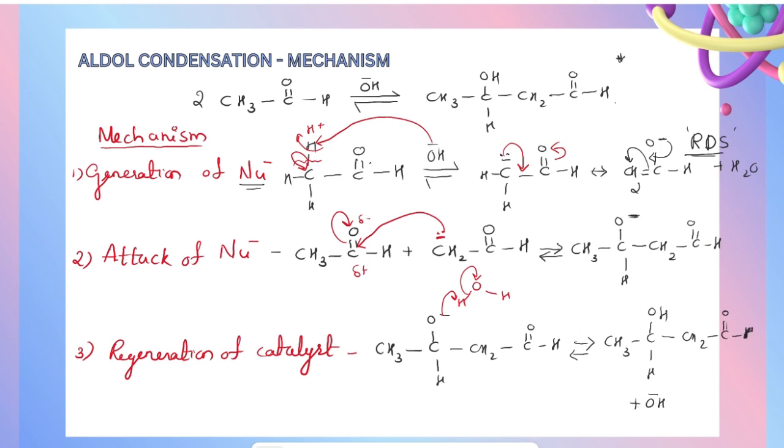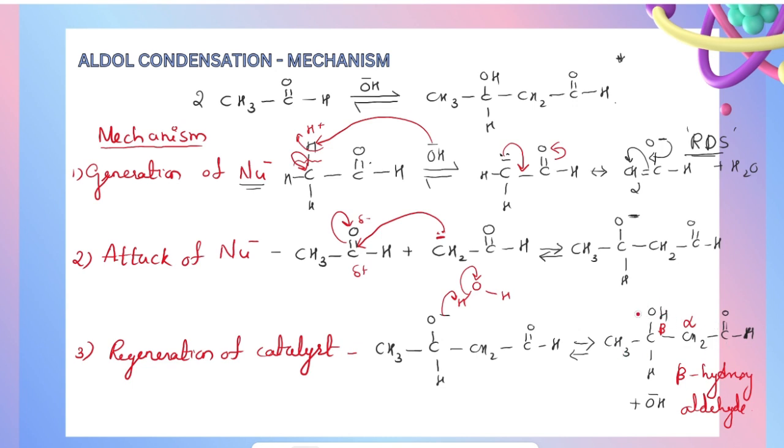And look at the nature of this final product. It is beta-hydroxy. Why is it beta-hydroxy? If this is a functional group, this is alpha, this is beta. Beta-hydroxy aldehyde. You can even give the IUPAC name for the product formed here.